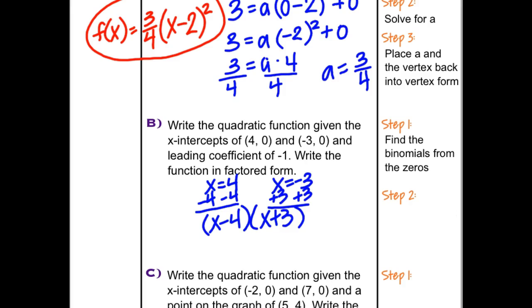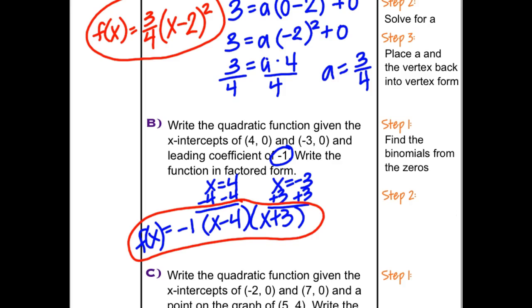And then my leading coefficient is negative 1. So the f of x out front. And this is my answer. Classic plop and drop. So we found those binomials. And then we placed a in front, and there you go.